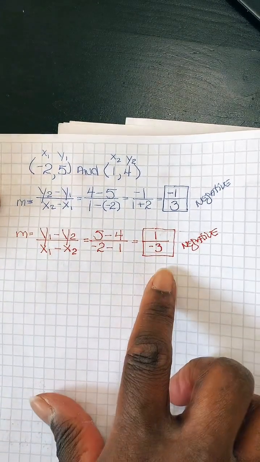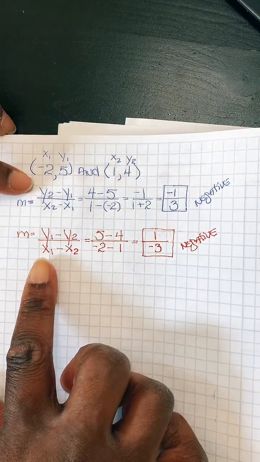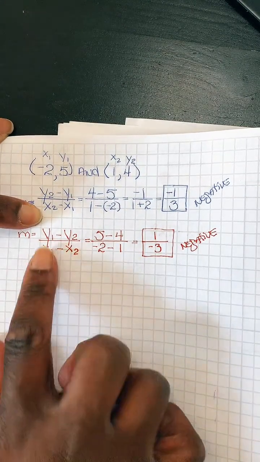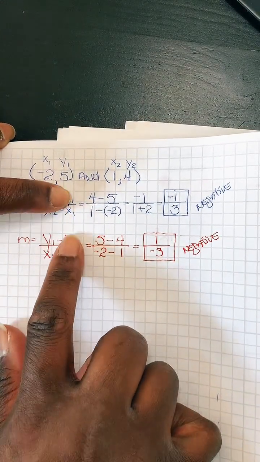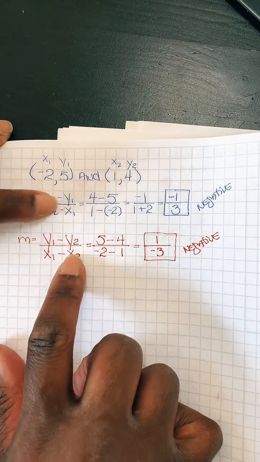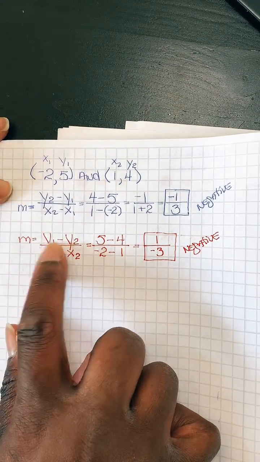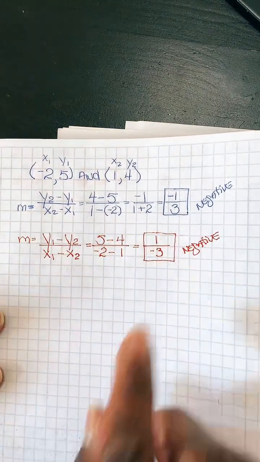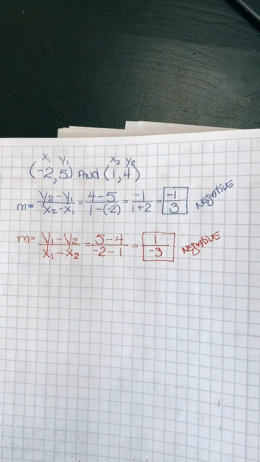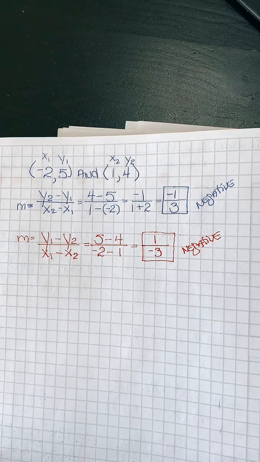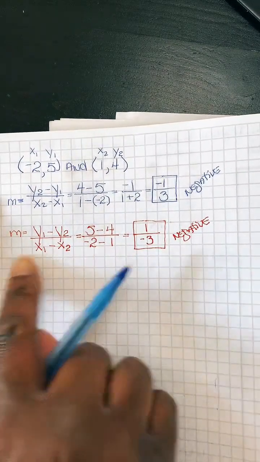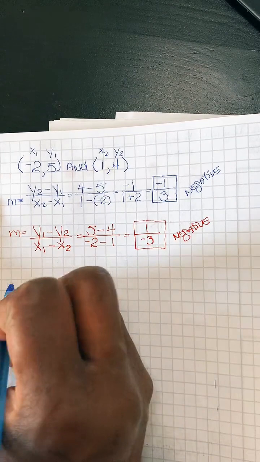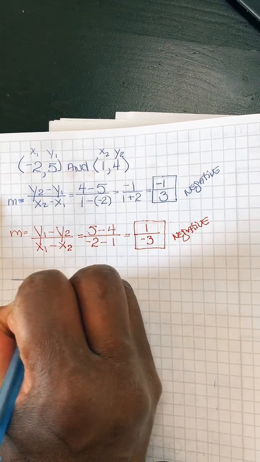Okay, so as you can see, as long as your y's and x's are matching up with the 2's and the 1's, and you know that your y's are going to be your numerator and your x's are going to be your denominator, you can find any slope. So that's algebraically. Here's numerically.